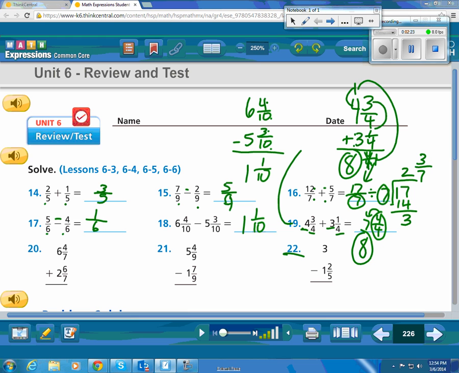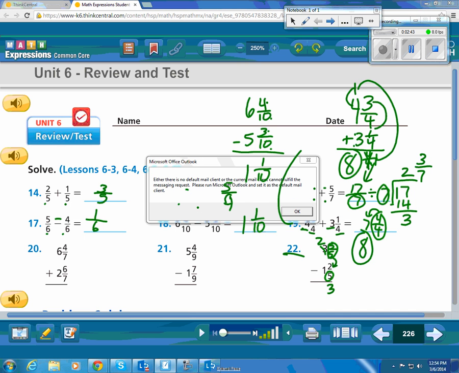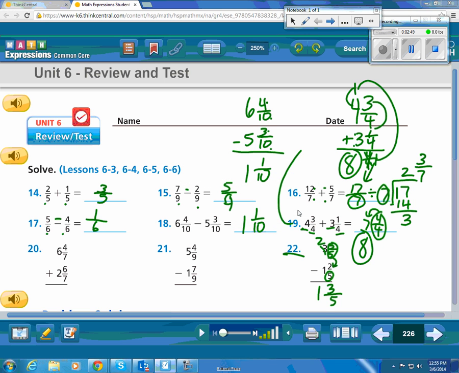If you're looking at number 22 here, there is nothing here, and so I cannot take 2/5 away from 0. So I need to borrow from my whole, make that a 2. Looking at my denominator, I know that my whole needs to have a 5 on the bottom and a 5 on the top. 5 minus 2 is 3. My denominator stays my denominator. 2 minus 1 is 1.